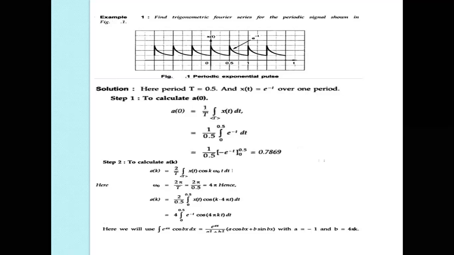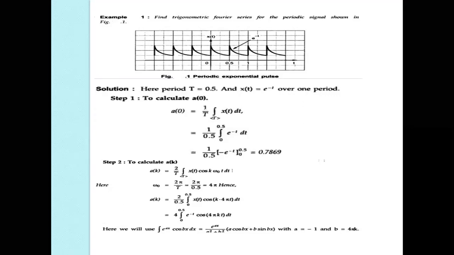Fourier series are classified into three: one is the trigonometric Fourier series, the second is the compact trigonometric Fourier series, and the third is the exponential Fourier series. For all the properties we use the exponential Fourier series formulas only, the analysis equation and the synthesis equation. Okay, my dear students, for the given periodic signal, they are asking to find the trigonometric Fourier series.